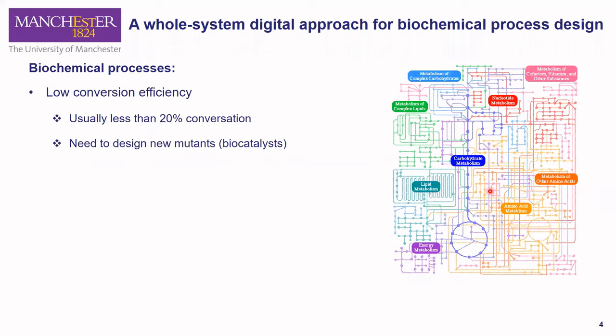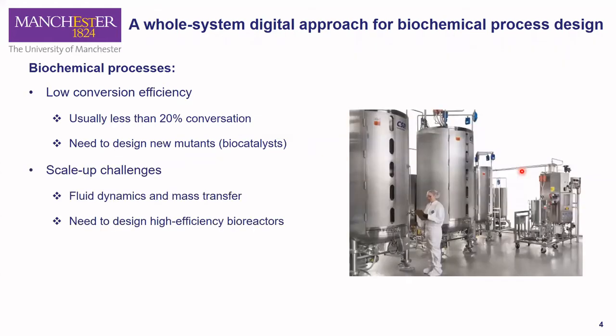Now, so we know that if we really want to make biochemical process more competitive and more efficient, we have to understand the biochemistry knowledge even better and then design new mutants. The second challenge is that when we look at scale up of this biochemical process, rather than implementing some experiments at the lab scale, but actually try to implement the experiment or the process at industrial system, then we have to design this large scale bioreactor, which can be very challenging.